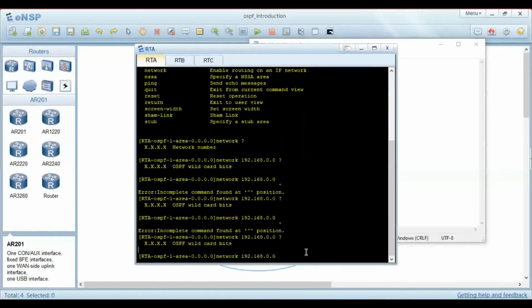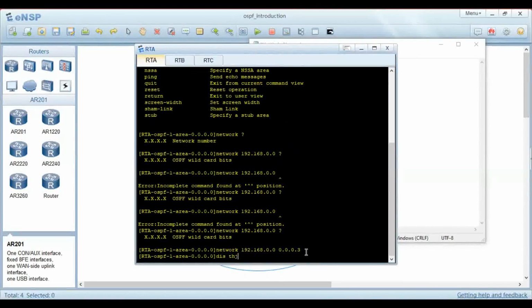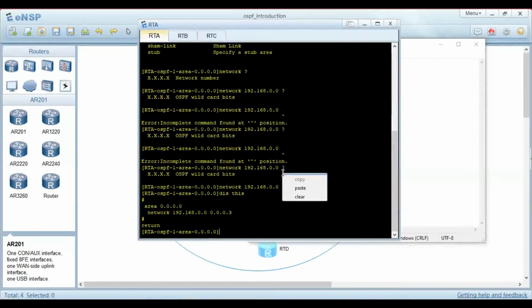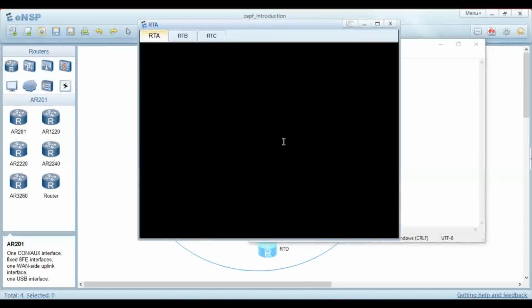So we continue with that. If you display this, it will show you the configuration under that area, that you have already added one network. So let's clear this and continue.